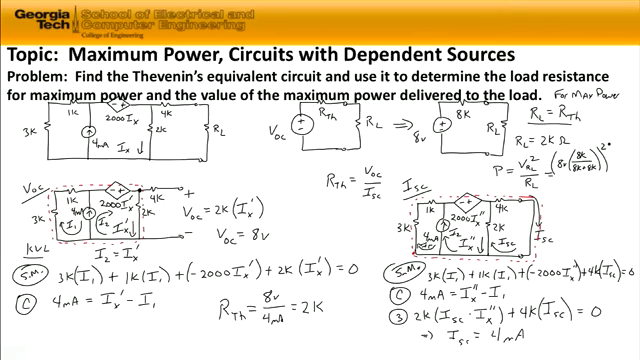So we have a 4 squared at the top, and we have a load resistance which is equal to 2 kiloohms. So the power in this case is going to be four squared, which is 16 volts squared, divided by 2 kiloohms. So that gives us 8 milliwatts for the power. And that's a power max delivered to the load.